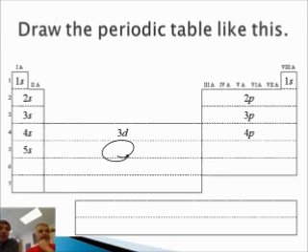Now, what do you think this one's going to be? Think about it. It's 4D. And then, of course, here, I think you can see the pattern. That'll be 5p. And I bet you can figure out the next one over here. I'm going to say 6s. That's right. Hey, look at that.